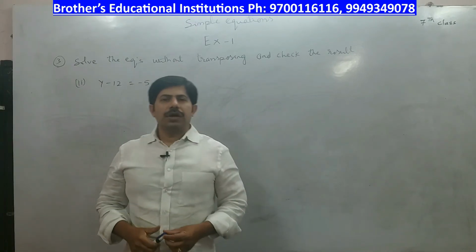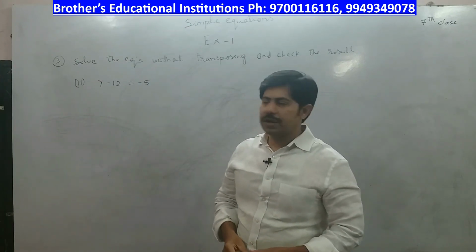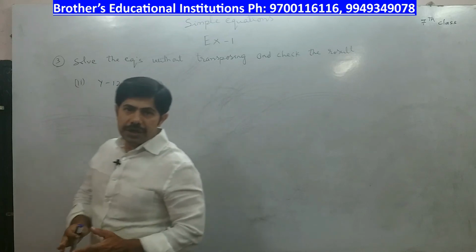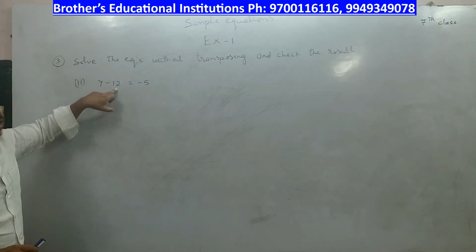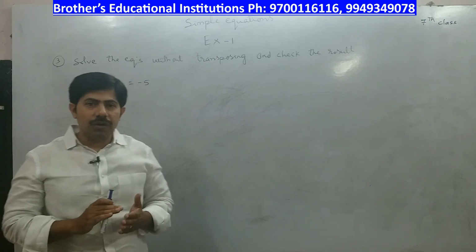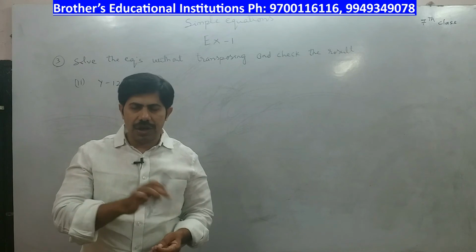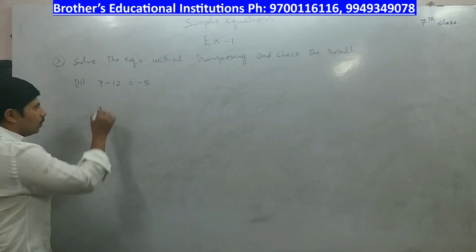Next problem is y minus 12 is equal to minus 5. Here we need to eliminate the constant. What is the constant we have? Minus 12. In order to eliminate the minus 12, we have to add plus 12, because minus 12 plus 12 is 0. We have to make the constant 0.